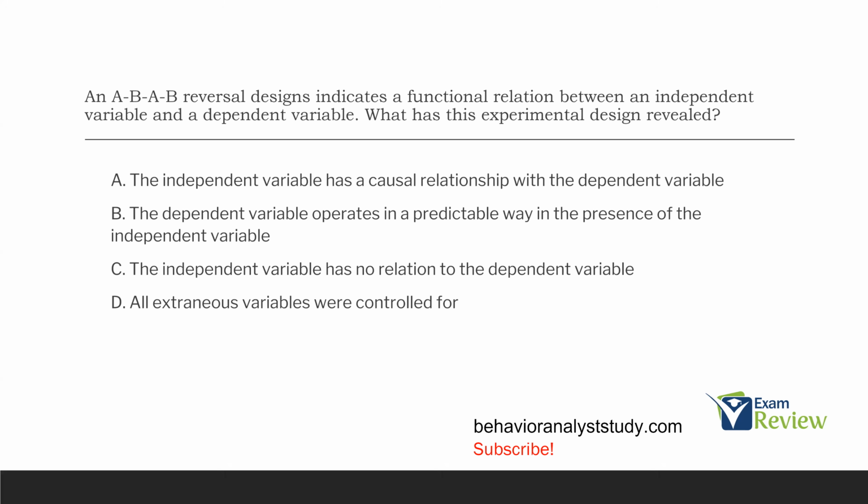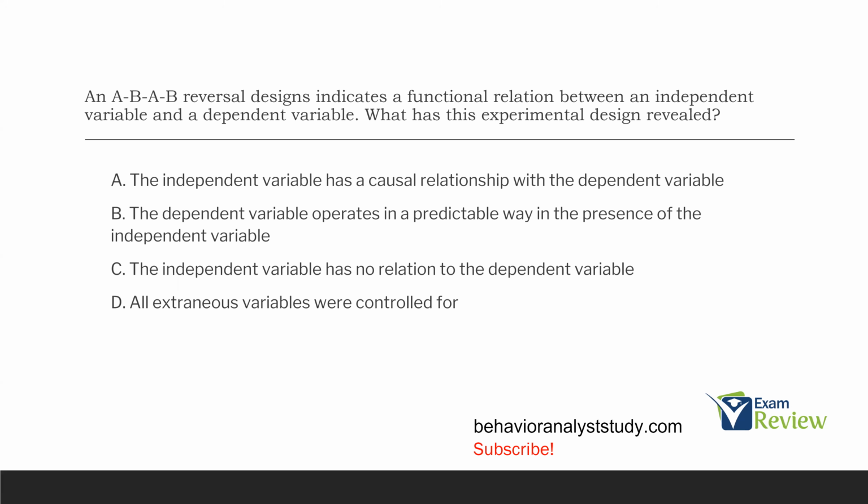What is the difference between a functional relation and a causal relation? A causal relation says this independent variable is the reason and the only reason this behavior occurred. A functional relation says, yes, the partial reason or a reason for this behavior occurring is the independent variable, but there could be many other reasons why. A causal relationship is much stronger than just a simple functional relation.